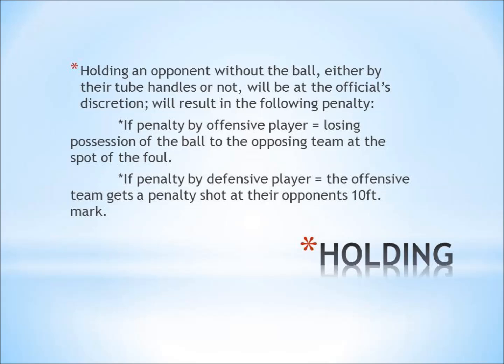If a penalty is by the offensive player, losing possession of the ball to the opposing team at the spot of the foul will be the consequence. If the penalty is by a defensive player, the offensive team gets a penalty shot at their opponent's 10-foot mark.